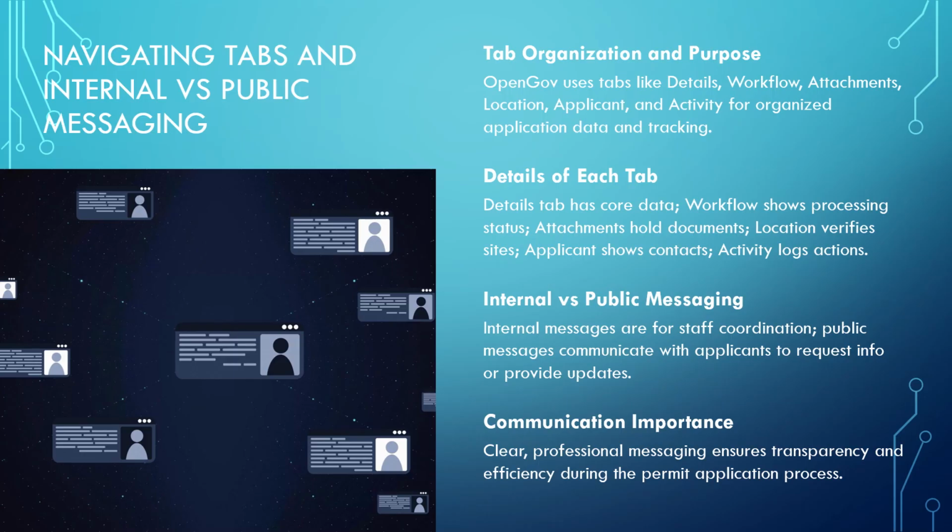Messaging is another critical feature. Use internal messages for staff-only communication, such as notes or coordination with other departments. Public messages should be used to communicate with applicants, request missing information, or provide updates. Maintaining clear and professional communication through these channels ensures transparency and efficiency throughout the permit process.